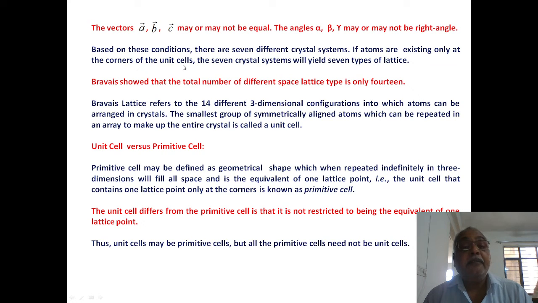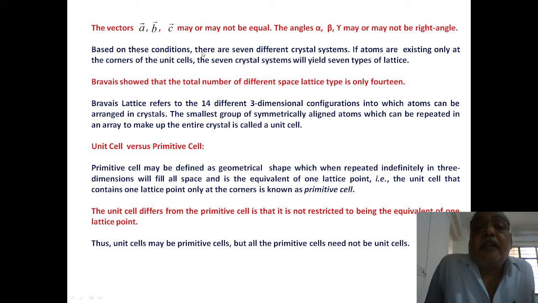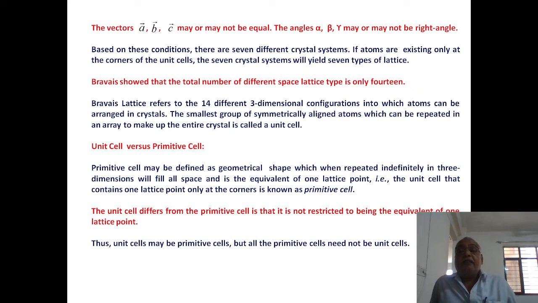The vectors a, b, c may or may not be equal. The angles alpha, beta, gamma may or may not be right angles. Based on this condition, there are several different crystal systems. Did you understand? a, b, c may be equal or may not be equal. Alpha, beta, gamma may form right angles or may not, and on this basis seven different crystal systems have been made.